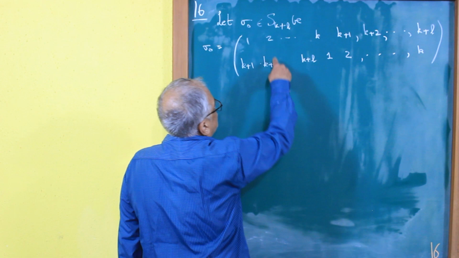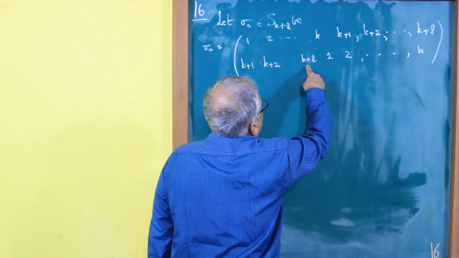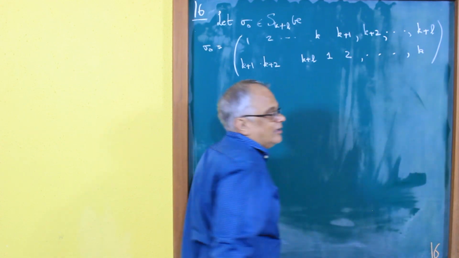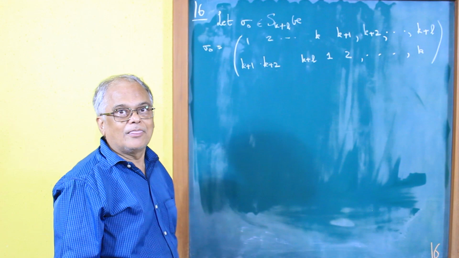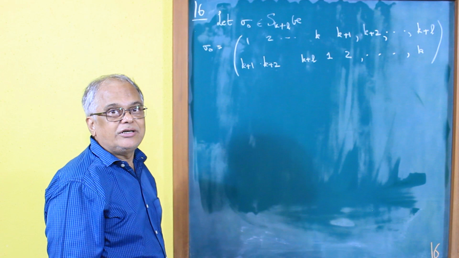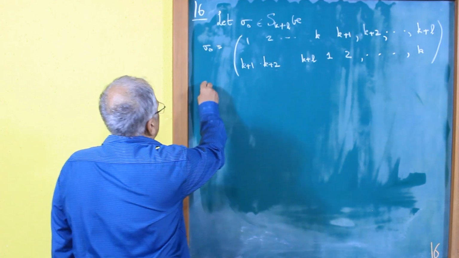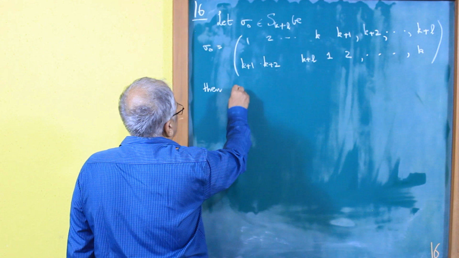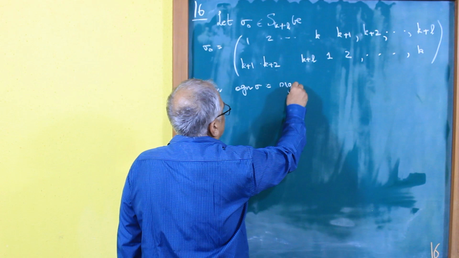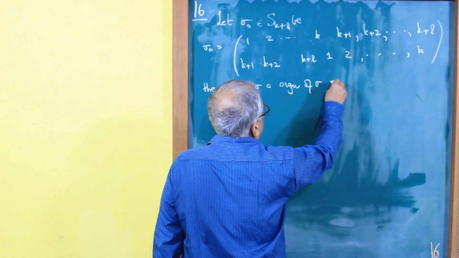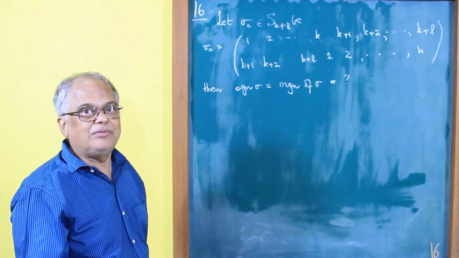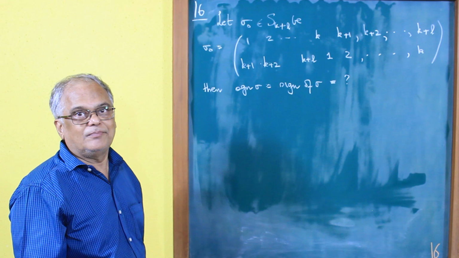1 goes to k plus 1, 2 goes to k plus 2, L goes to k plus L, L plus 1 goes to 1, L plus 2 goes to 2, and then finally L plus k goes to k. This is a permutation in S_{k+L}. The question is, what is its sign? It is plus or minus 1, because the sign of every permutation is plus or minus 1.